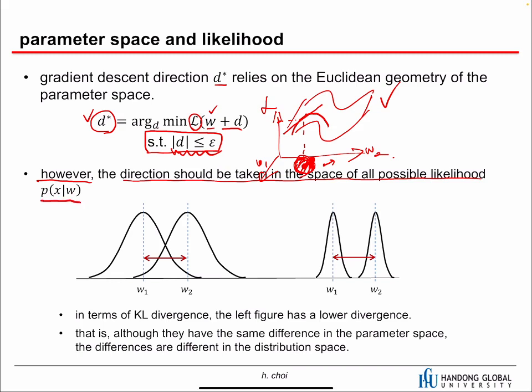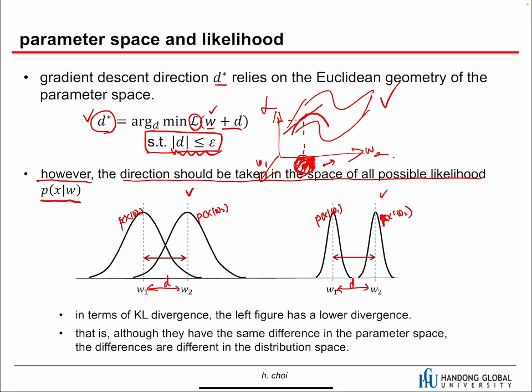Let's take a look at this figure, which summarizes the difference between the parameter space based on Euclidean geometry and the parameter space based on the likelihood. In this figure, look at the distance between w1 and w2. Let's say this one is d. In the right figure, they have the same distance from w1 to w2, but look at this distribution: p(x | w1), and this one is p(x | w2). And this one is p(x | w1), and this one is p(x | w2).